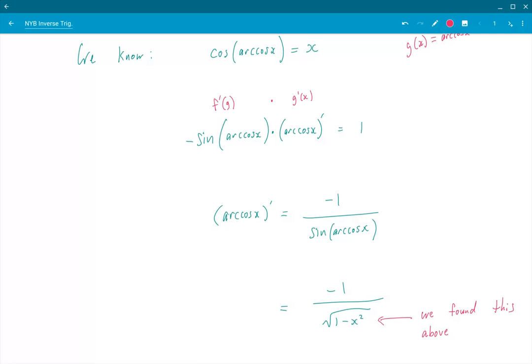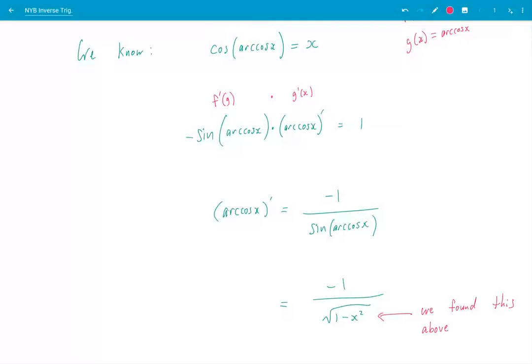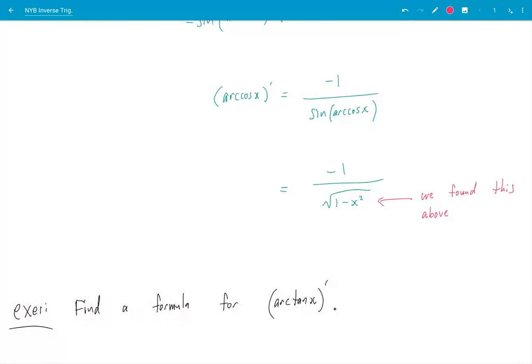I'm going to ask you to do one of these right now. Remember the steps. Use the cancellation formula for cosine and arc cosine, take a derivative of both sides, and then solve for the thing that you want. All right, try to find arctan prime the same way. So pause, copy, try. And the answer is 1 over 1 plus x squared.